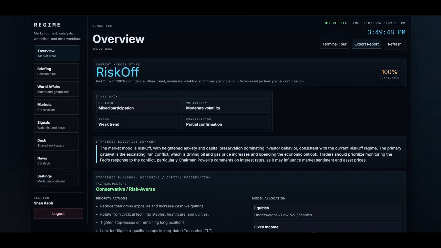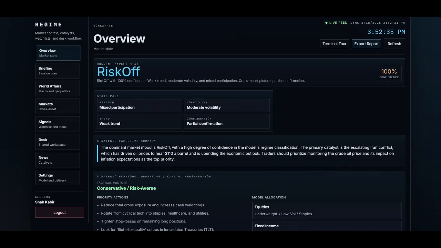From an infrastructure standpoint, this is a real deployed product. We deployed Regime on DigitalOcean app platform and migrated our persistence layer to DigitalOcean managed PostgreSQL, which pushed the project beyond a local prototype into a production-style application.